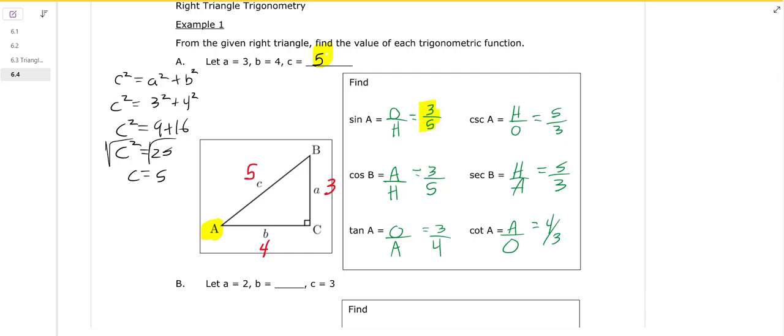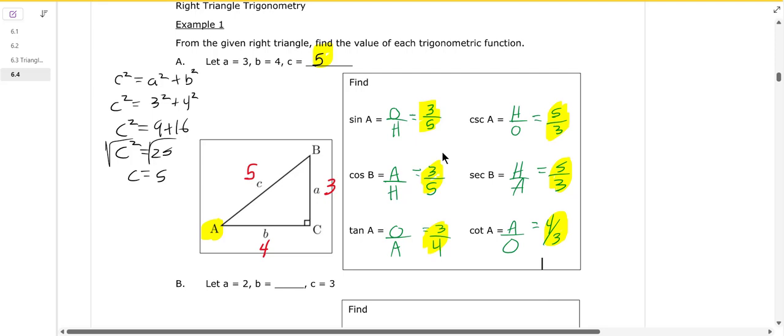So you want to be able to take a right triangle and write out easily those 6 ratios. Okay, so that's example 1A.